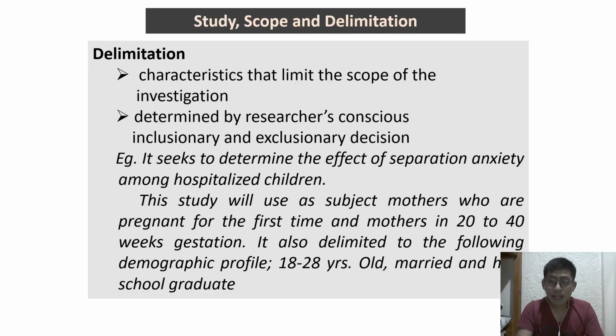In research, you should have study scope, delimitation, and limitation. Delimitation is the characteristics that limit the scope of the investigation. It determines the researcher's conscious inclusionary and exclusionary decisions. Such as in my study, "Light in the Midst of Darkness: Lived Experiences of Cancer Patients," my delimitation is cancer patients in pediatric ages, so from 0 to 18 years old.